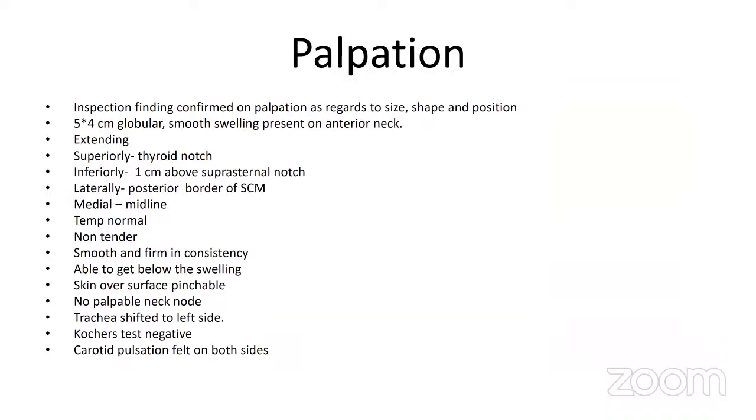Coming to palpation, inspection findings were confirmed on palpation with regard to size, shape, and position. So a 5 by 4 centimeter globular swelling is present on the anterior part of the neck, superiorly to the thyroid notch, inferiorly 1 centimeter above the suprasternal notch, laterally to the posterior part of the sternocleidomastoid, and medially to the left of the midline. Temperature of the skin is normal. It is non-tender, smooth, with uniform consistency. I was able to get below the swelling. Skin over the surface is pinchable. No palpable lymph nodes were there. Trachea was shifted to the left side. Kocher's test was negative. Carotid pulsations were felt on both sides.